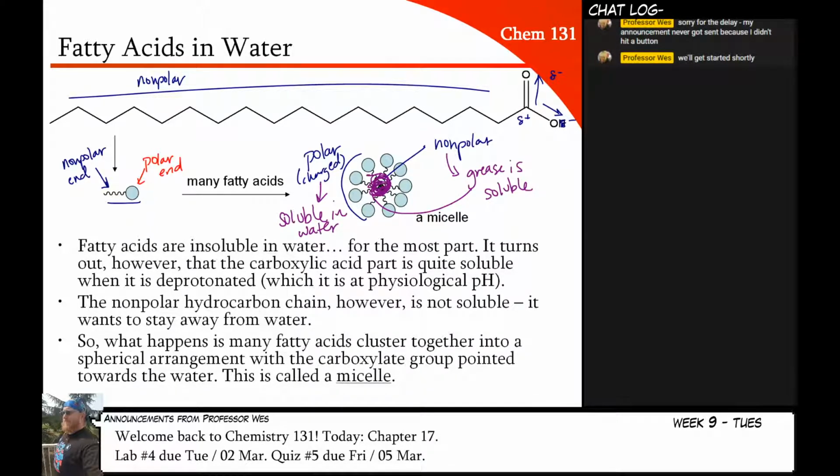Then the micelles can be washed away because they're soluble in water, and you can rinse them down the drain. And so you can get rid of the grease from stuff that could be in your clothing. So this is why we use laundry detergent.